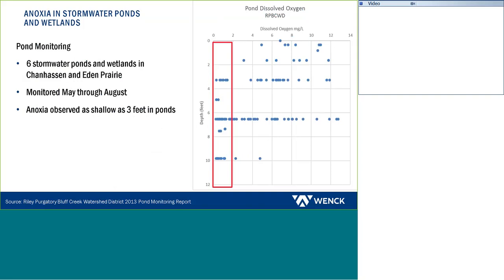So my engineers will tell me, oh, you don't have to worry about anoxia in the ponds. We only make them 6 to 8 feet deep, so they're not going to go anoxic. There's plenty of surface area. They're going to mix to the bottom. You're not going to have anoxia.